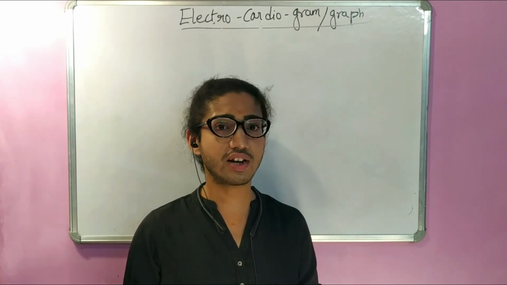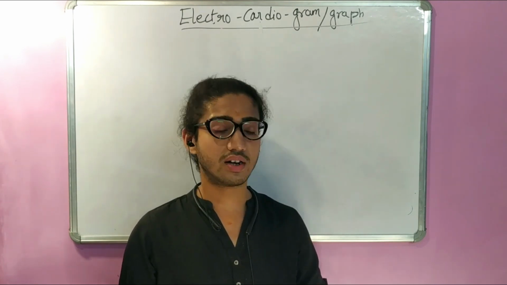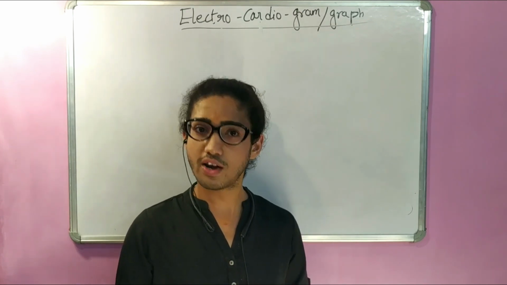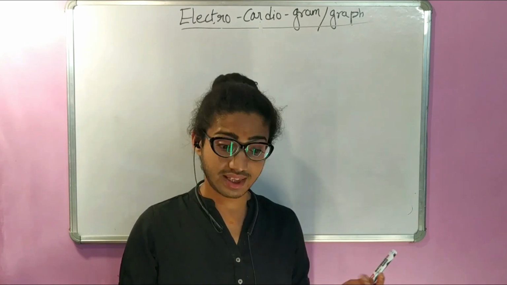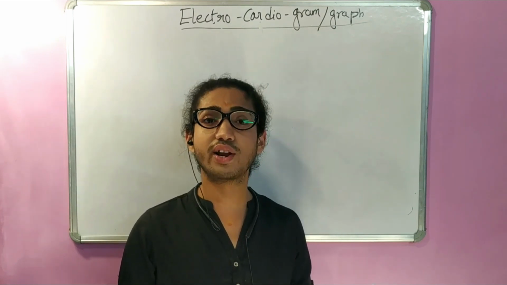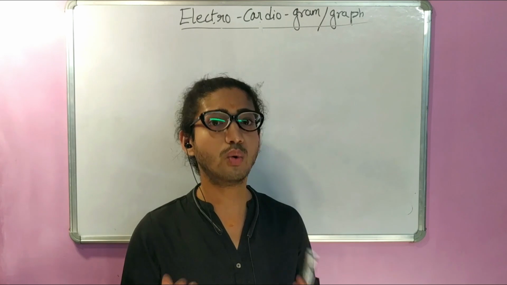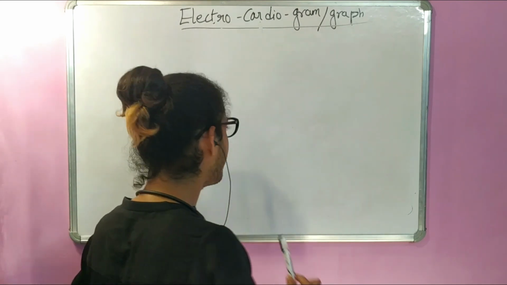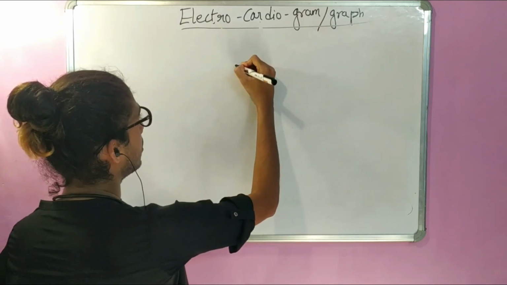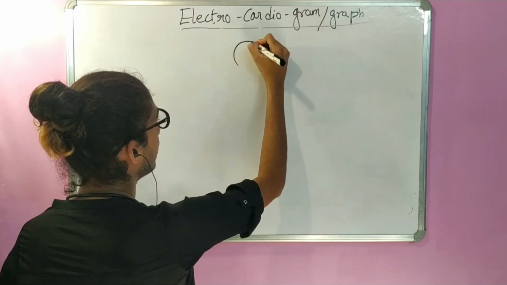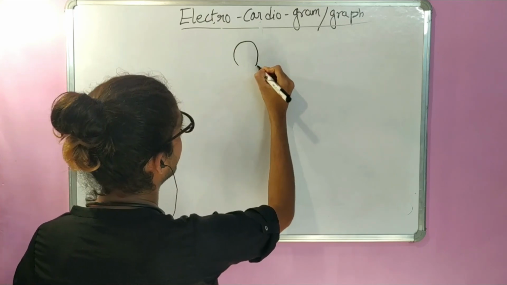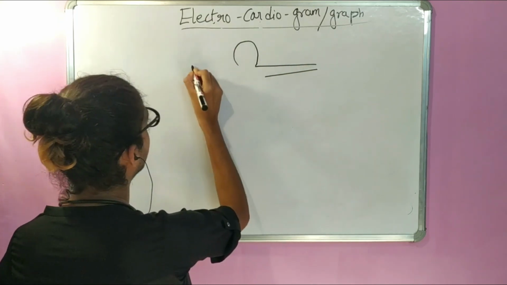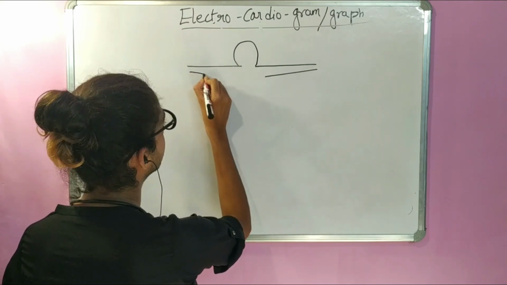So there are 10 major electrodes that we use. There are 6 chest electrodes and there are 4 limb electrodes, and these electrodes basically generate 12 leads. How? We're going to see now. Okay, so first things first, I'm going to draw an outline sketch of a man or of a human rather.